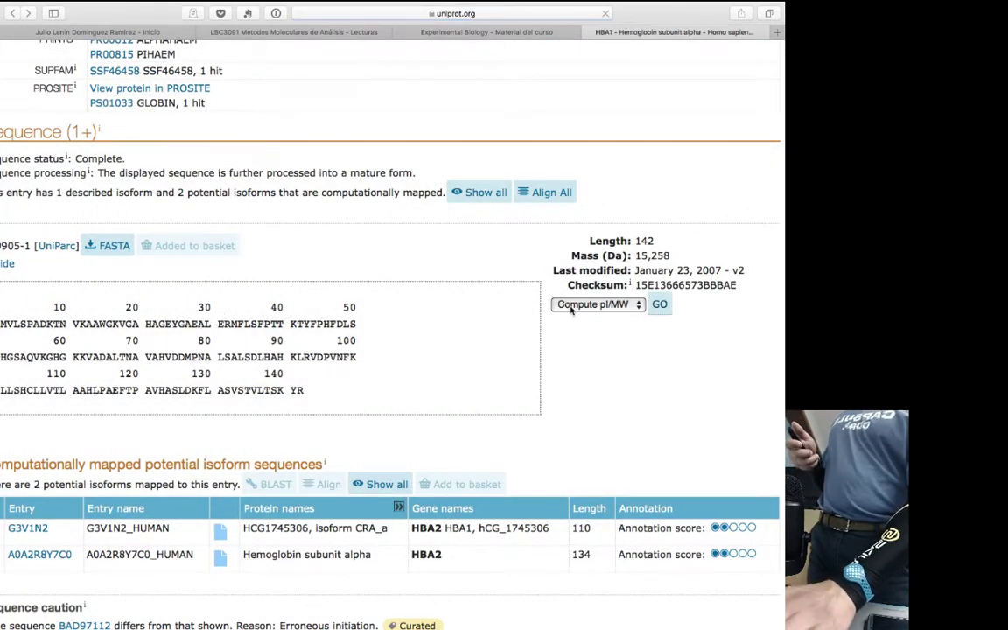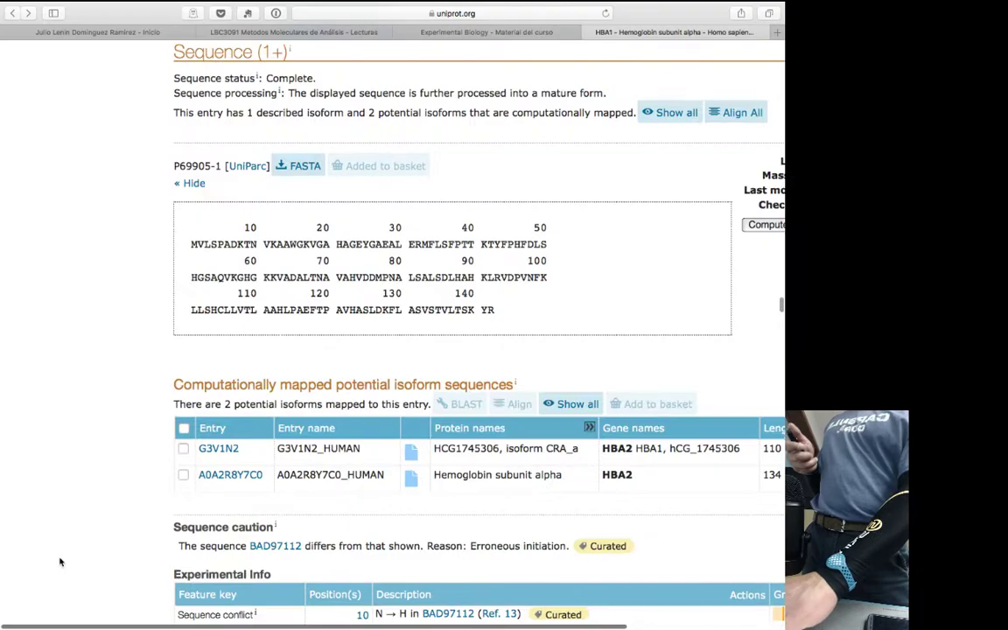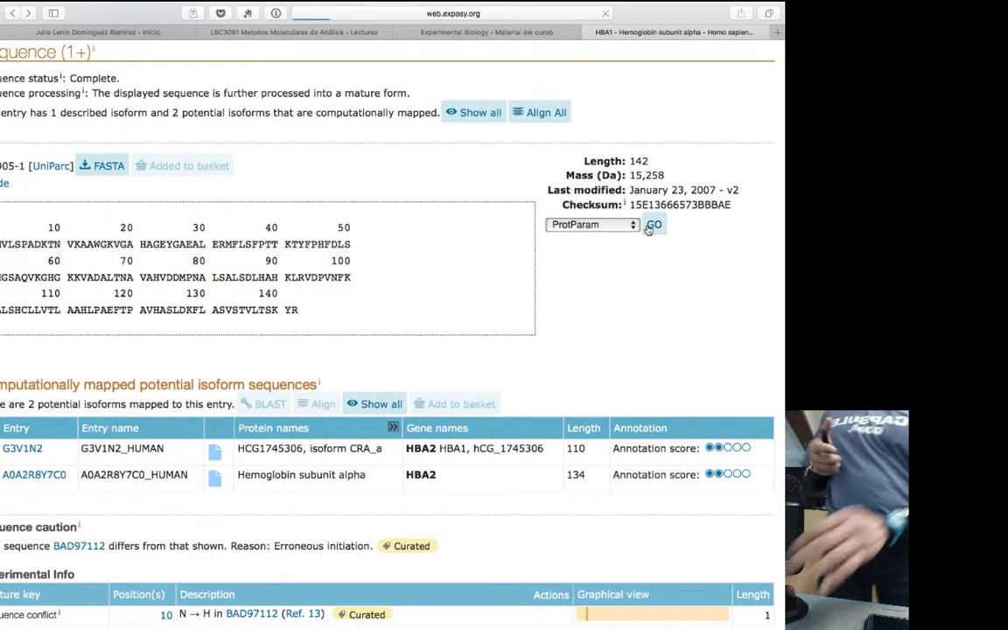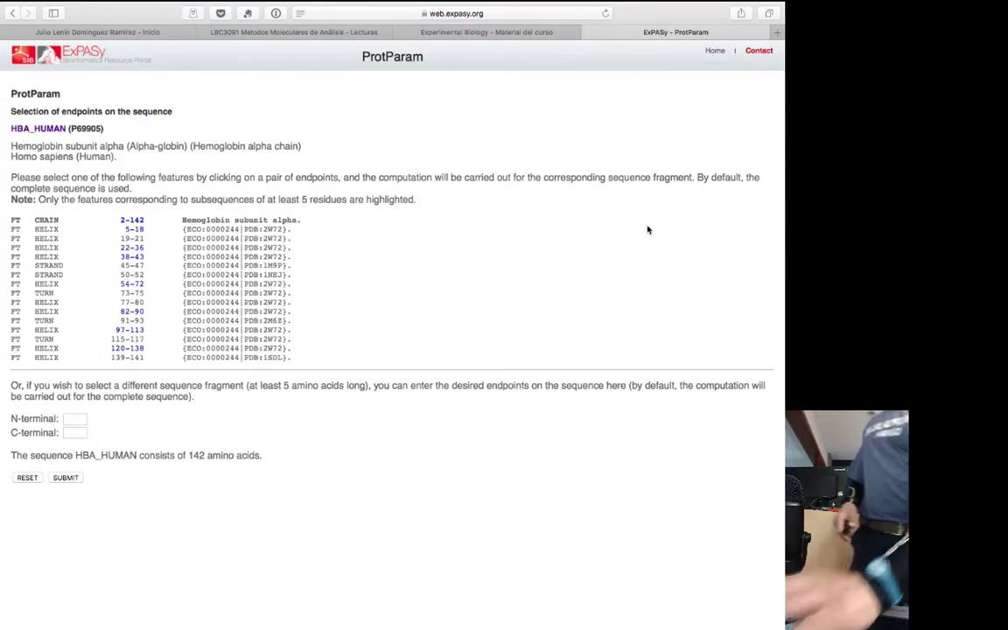There's another set of properties here. I'm not going to cover them. Some might be useful, some might not be useful. There are a few like here in ProtParam. Let me see if this one. There are other properties that you can try to estimate from the sequence.